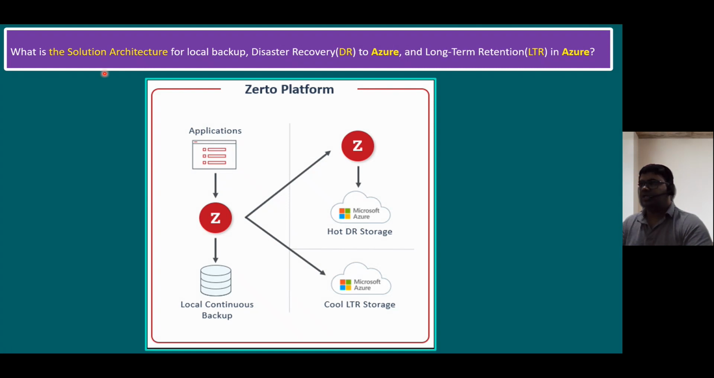Here is the solution architecture for local backup. Local backup means using Zerto we can take all our application workloads to local continuous backup. This is one level of backup. Another is using the Zerto ZVM, where we can configure the architecture to take backups to Microsoft Azure hot DR storage, disaster recovery storage, and also configure backup to cool LTR storage in Microsoft Azure. So this is the high-level architecture for both. It covers local backup, disaster recovery, and long-term retention services.